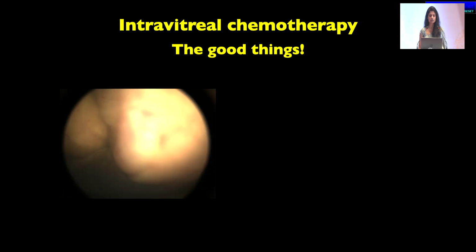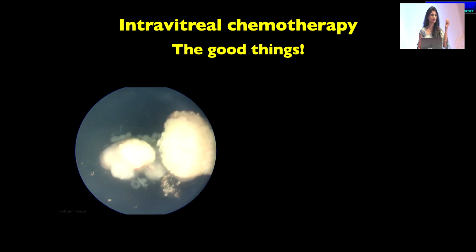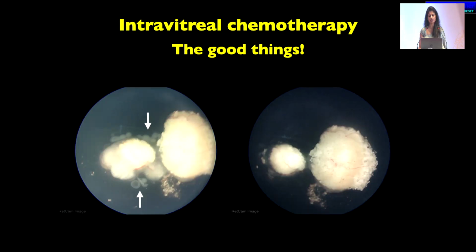Now, of course, intravitreal chemotherapy has many good things. The good things here, so this is a child who received intravenous chemotherapy, and you can see that the main tumors regressed. But of course, there are vitreous seeds. The arrows point to the vitreous seeds. So for this child, what do we do? So you just give intravitreal chemotherapy, and you can see that the seeds completely go away.